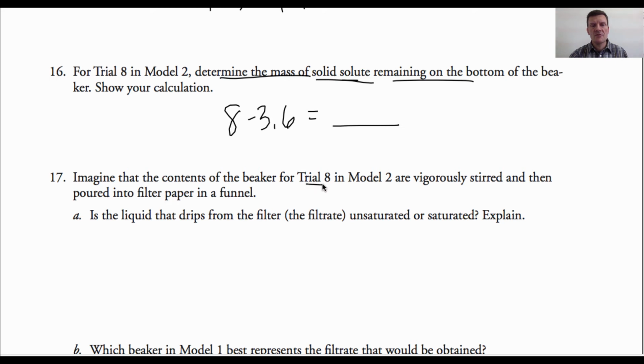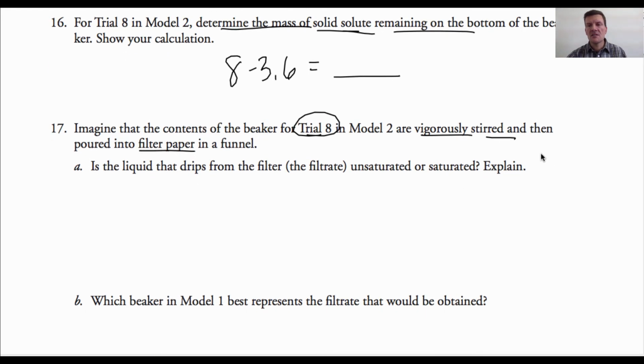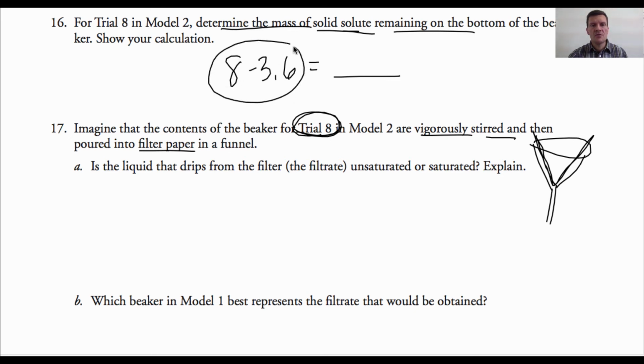Imagine that the contents of the beaker for trial 8 are vigorously stirred and then poured into filter paper in a funnel. Basically what they're saying here is if you have a funnel and then you put filter paper in there, that paper is going to collect any solid. But the solution and the dissolved particles are going to pass through. So if you take this right here, trial 8, remember we've got the difference of these two numbers, that's 4.4, right? You have 4.4 grams of solid that did not dissolve.